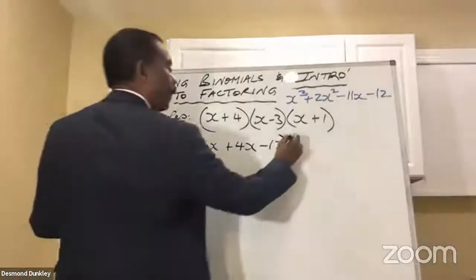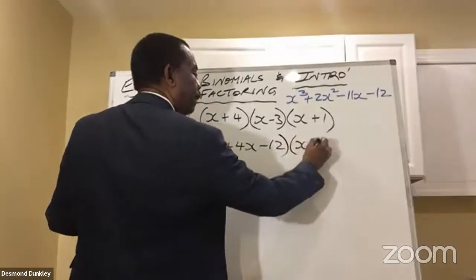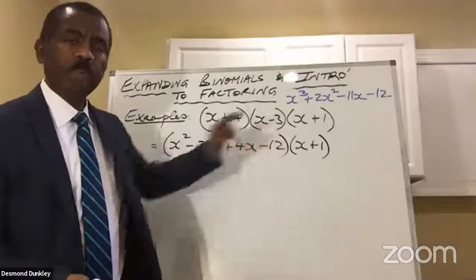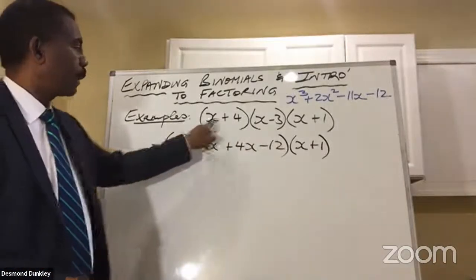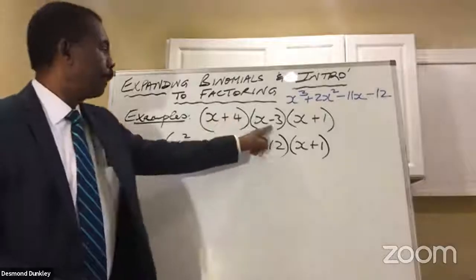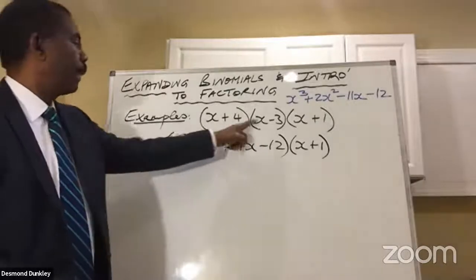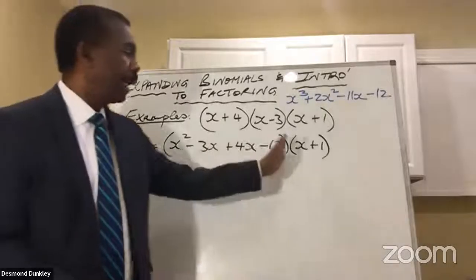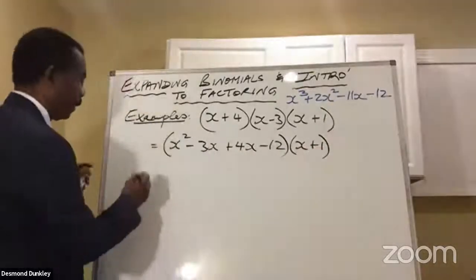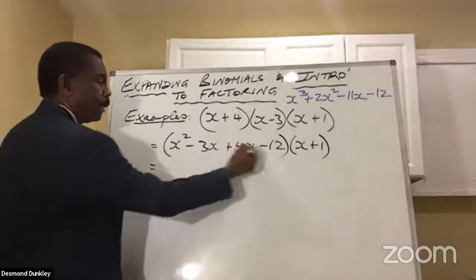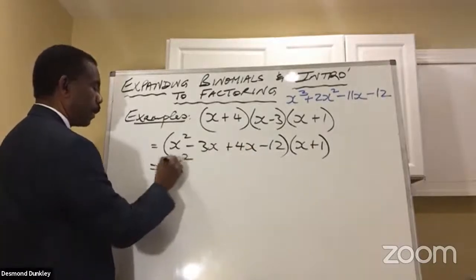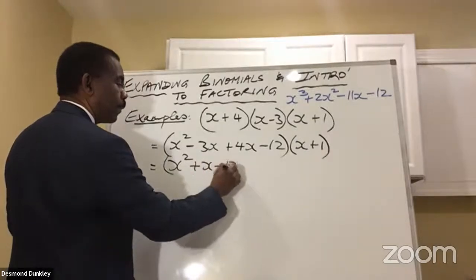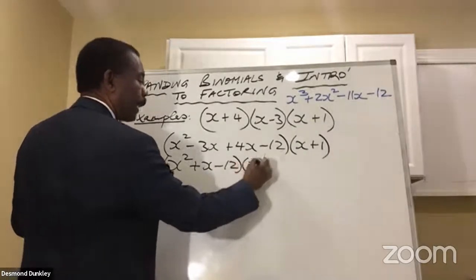And then when I'm finished, I'm going to multiply that times x plus 1. So I'm multiplying the first two. I got x times x, x squared. x times negative 3, negative 3x. 4 times x, 4x. 4 times negative 3, negative 12. And I have x plus 1 at the end. So let's simplify these two. x squared plus x minus 12 times x plus 1.